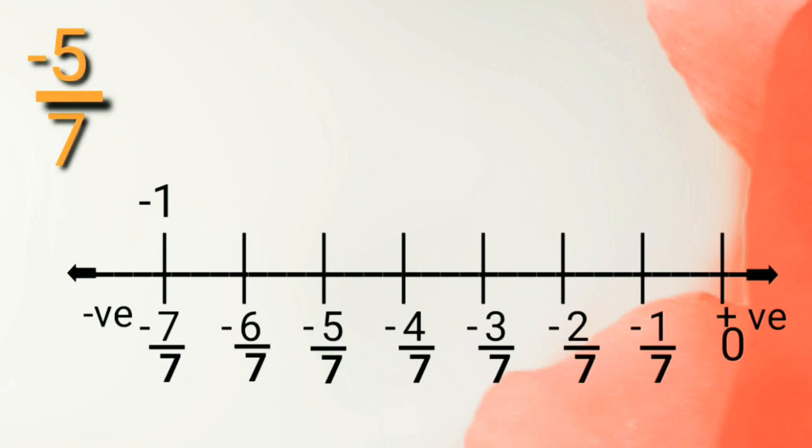Total how many parts? 7 parts. So first one at the equal distance, 2, 3, 4, 5, 6 and then 7. This complete unit length you have divided into 7 equal parts. So mention here -1/7, -2/7, -3/7, -4/7, -5/7, -6/7 and -7/7. -7/7 represents -1. So we have to represent -5/7. So highlight this number -5/7.